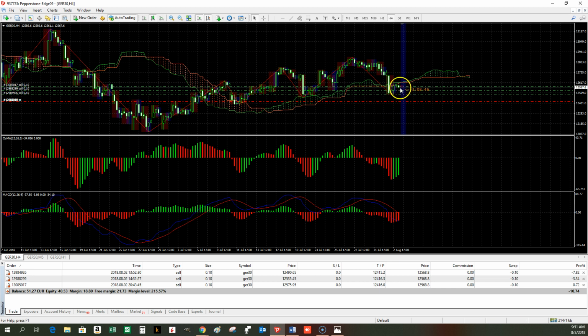It's been more than 12 hours against me, and now I hope that the DAX will go back to the lowest level. The target is 12,415. This is the target.